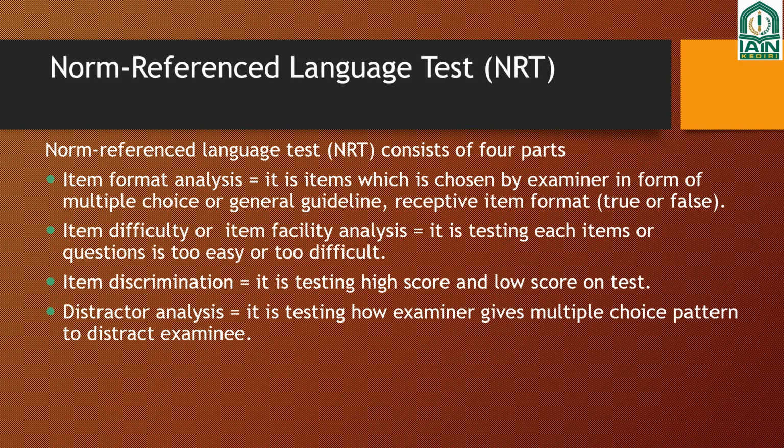And number 2, item difficulty or item facility analysis. It is testing whether each item or question is too easy or too difficult, and it has a formula and the difficulty index. Number 3, item discrimination. It is testing high score and low score on tests. It also has a formula and discrimination index. Number 4 is the structure analysis. It is testing how the examiner gives a multiple choice pattern to distract the examinee.